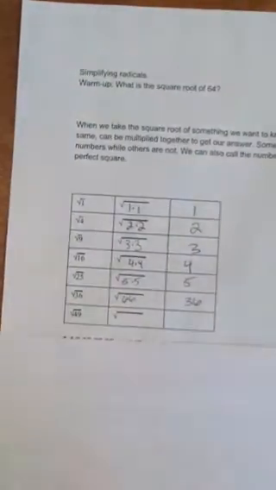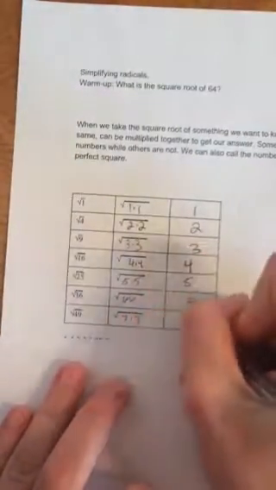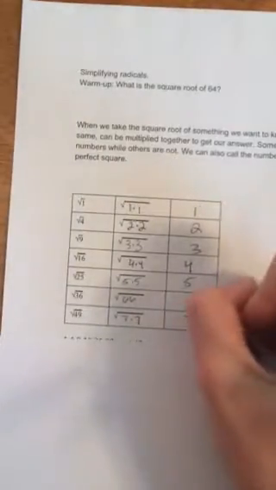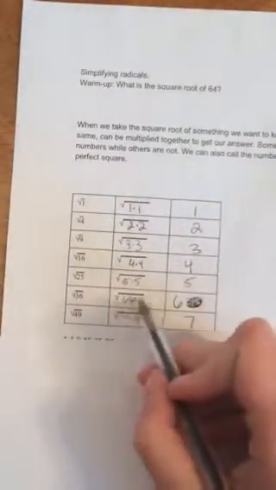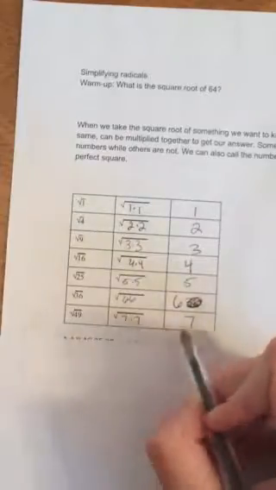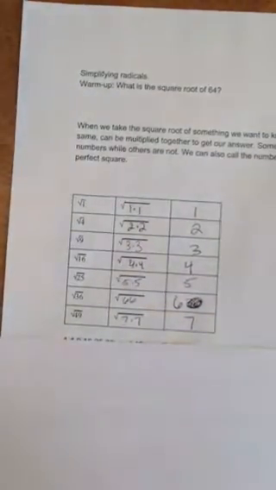49 is 7 times 7, so I get a, I'm sorry, the square root of 36 is 6 times 6, which is 36. Sorry guys. The square root of 36 is 6. The square root of 49 is 7. Got a little excited there.